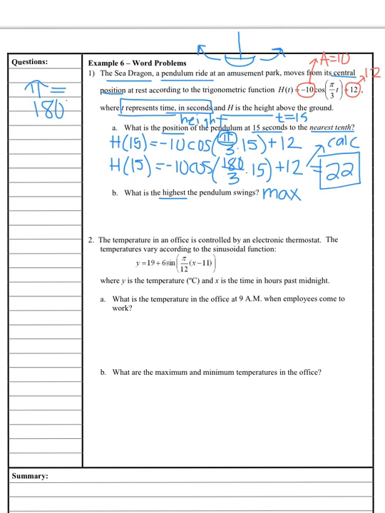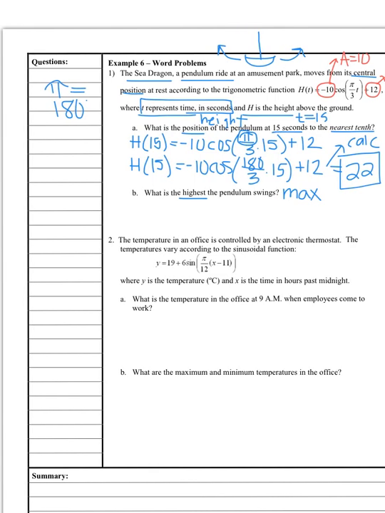So if you think about it, off to the side, I'm going to sketch this. Your midline is at 12, and your amplitude is 10. So that means that if it's a cosine graph, it's going to start all the way up at 12 plus 10 is 22, way up here, and then it's going to swing down and go back up. So the max for this particular question can be found by adding the midline plus the amplitude to get up to the max. And our midline was 12 plus our amplitude of 10 is 22.